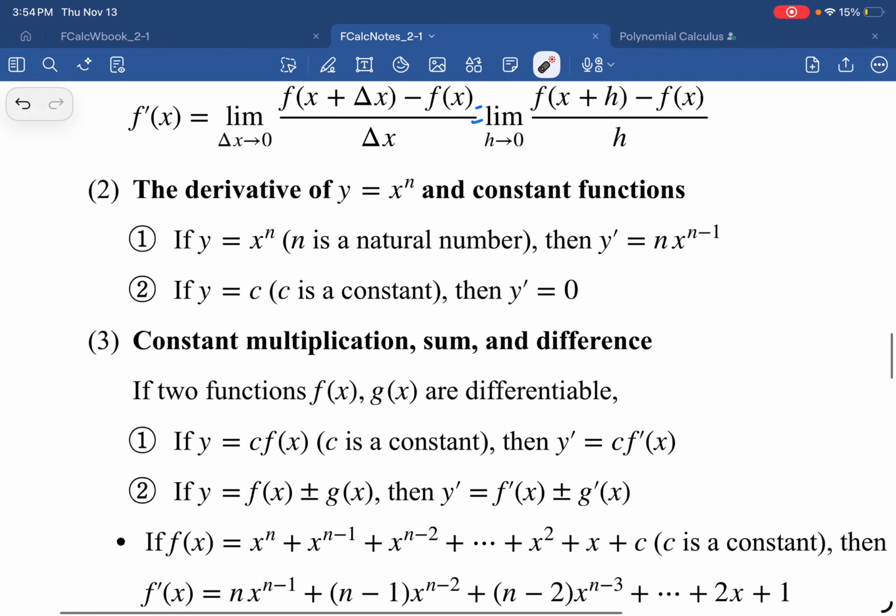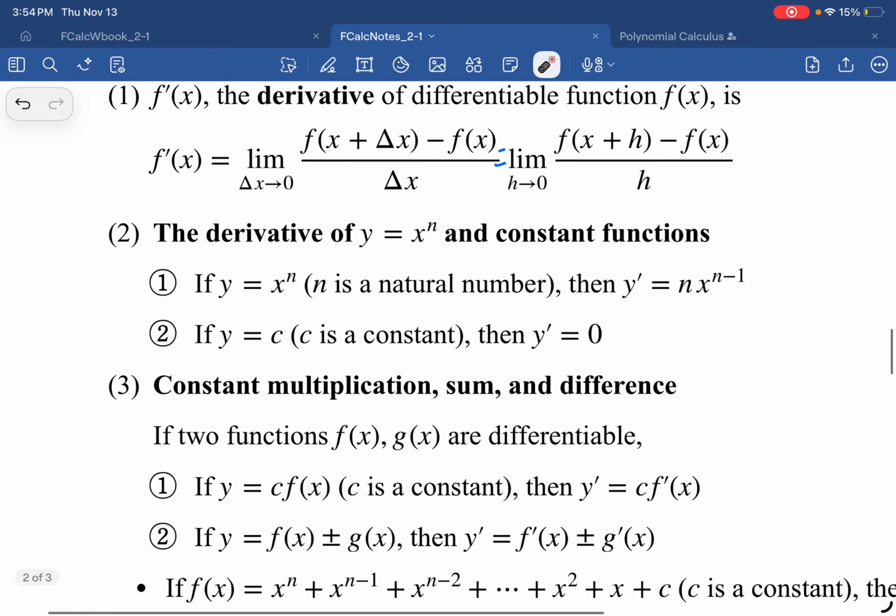And now, this is where it can get quite difficult to prove, but I'll introduce the proof anyway. Okay, so the functions that we'll be talking about in this course are polynomial functions. Polynomial functions have this form, x to the power of n, where n is a natural number. The derivative of y equals x to the power of n is n times x to the power of n minus 1.